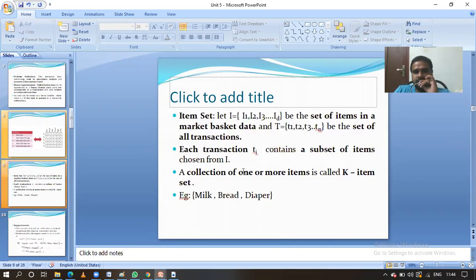The collection of one or more items we call a k-item set. Here 6 items are there. Any item set belonging to the overall item set we call a k-item set. Here milk, bread, diaper is one example of an item set.